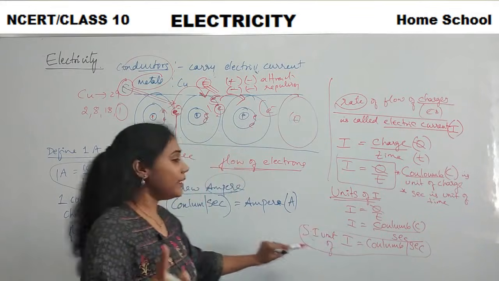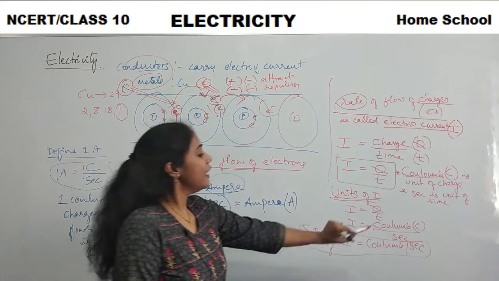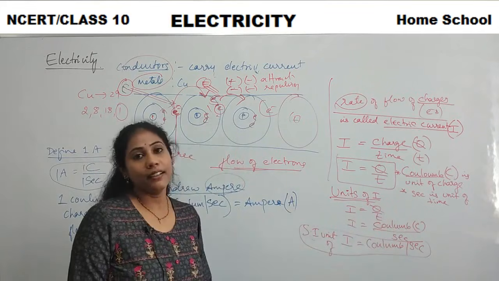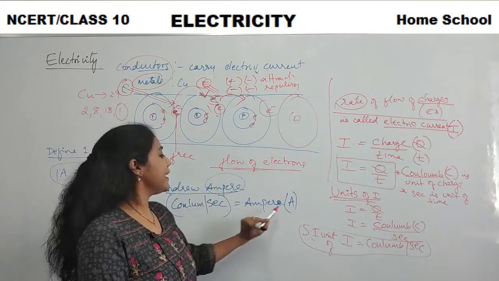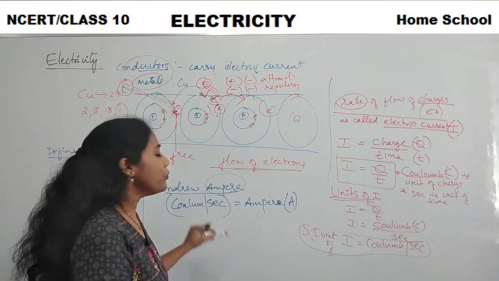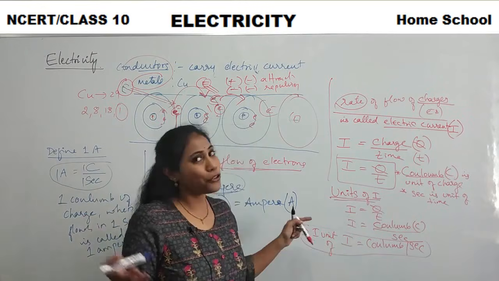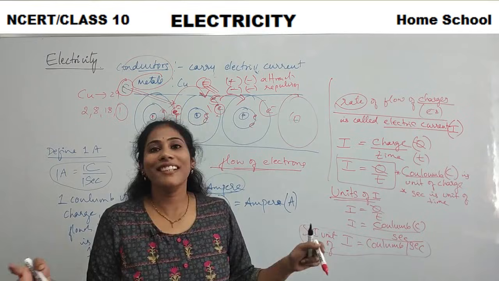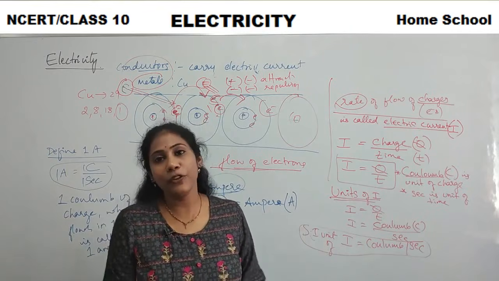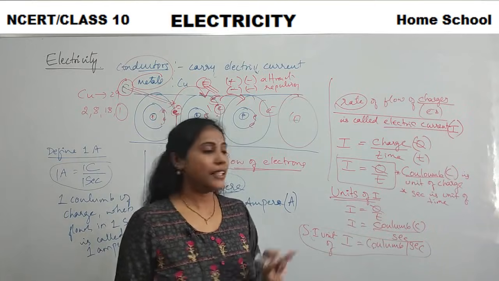Okay, so this is about the formula. SI unit, remember, the SI unit is not ampere, the SI unit is coulomb per second only. Just to give honor to this person, we call coulomb per second ampere, right? So usually the unit used for current is ampere. In day-to-day life, we measure electric current in amperes only. We give the unit as ampere only. But the SI unit is coulomb per second. Clear?